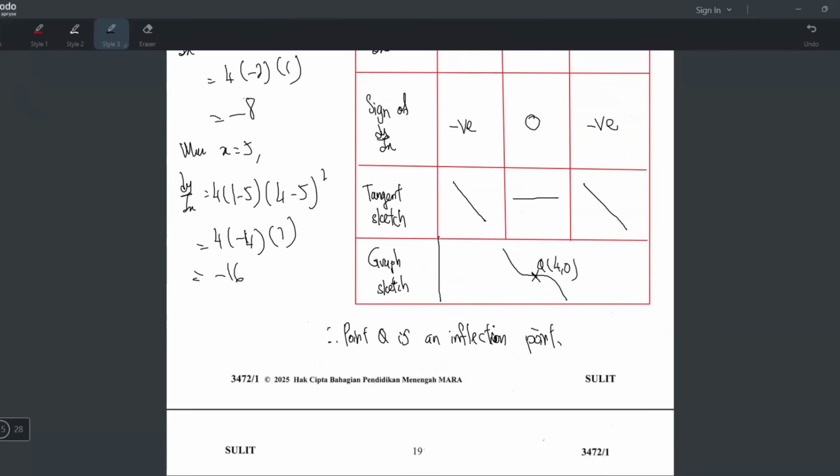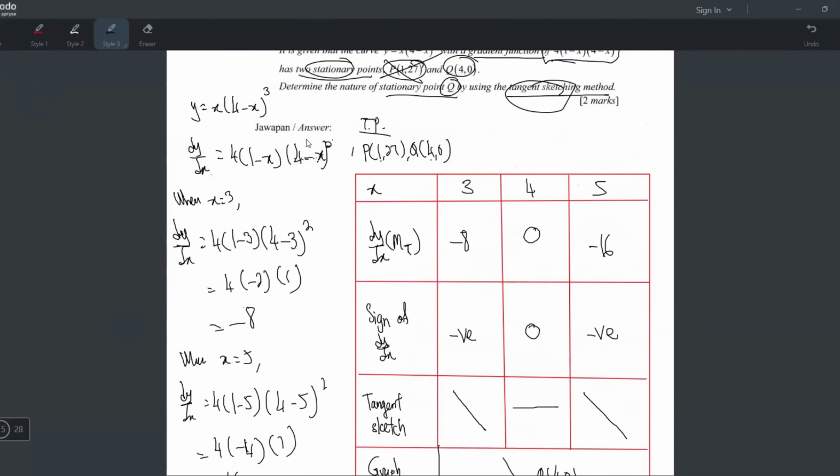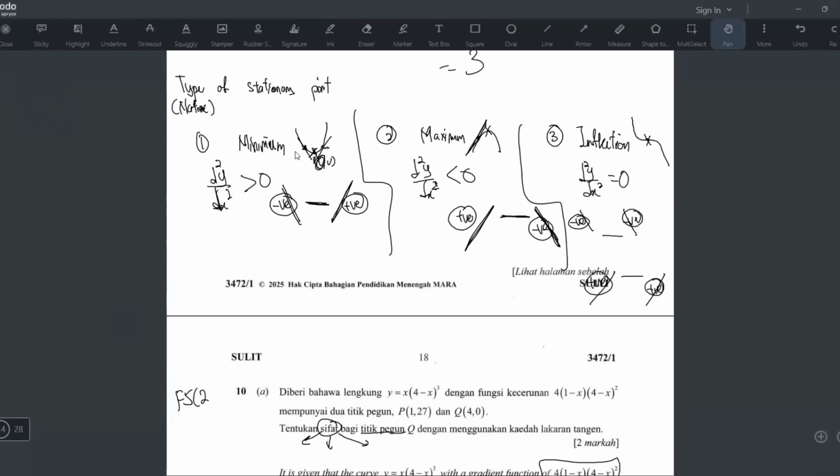Oh, one more thing. If you use the second derivative method, which is d2y/dx2, it means you differentiate this again, and then you want to test for point Q. You sub the Q, 4, inside, you will get 0. Guys, if you use the second derivative method, you will get the same result. Although it is a different method, the result must be the same.